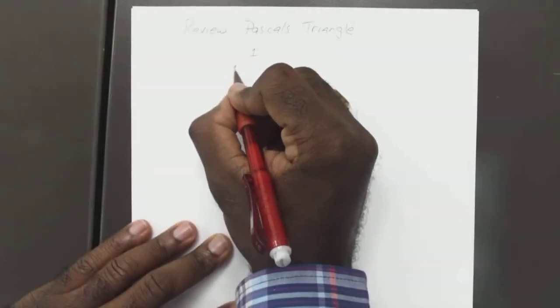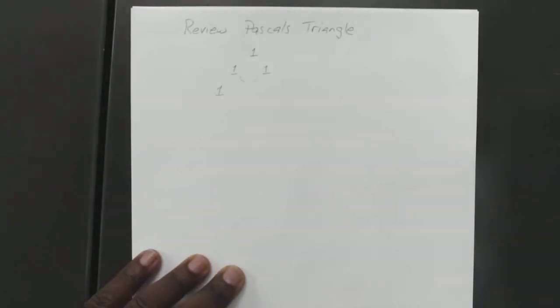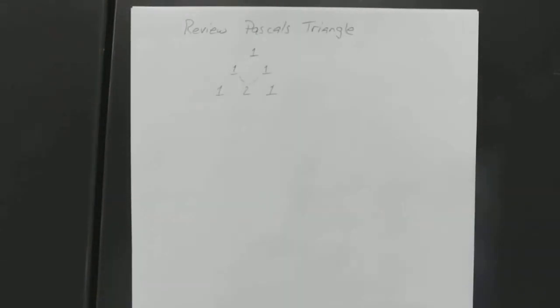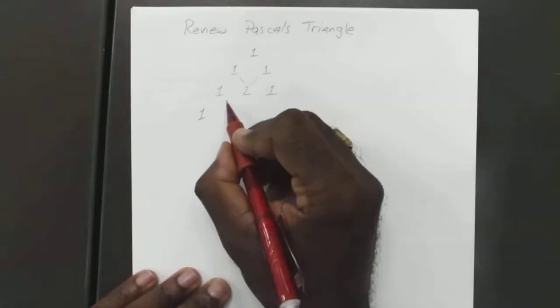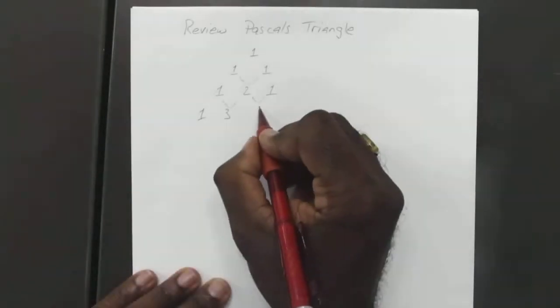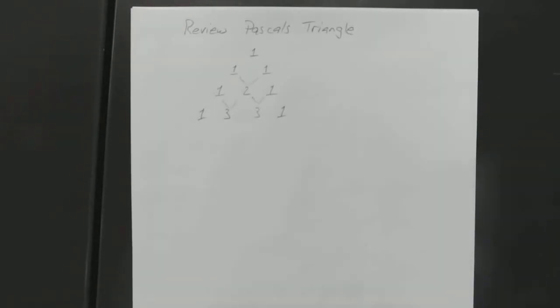You just start off with a 1, and then you branch out from that 1 to a 1 on each side. Then you branch out again to a 1 on the end, but you add those two together. And you put a 1 on the end. So you're always going to have a 1 on the outside. So you add those two together, which gives you 3. You add those two together, which gives you 3. And you put a 1 up there again.